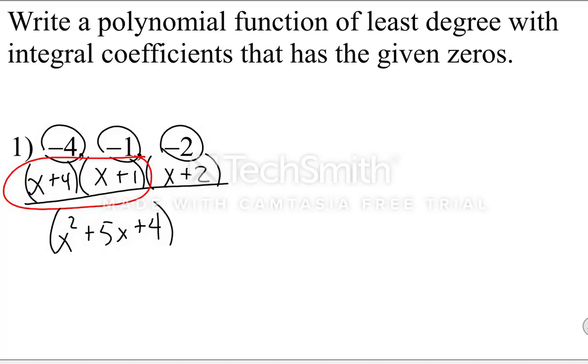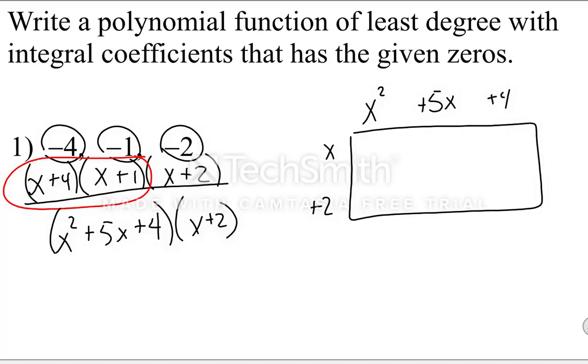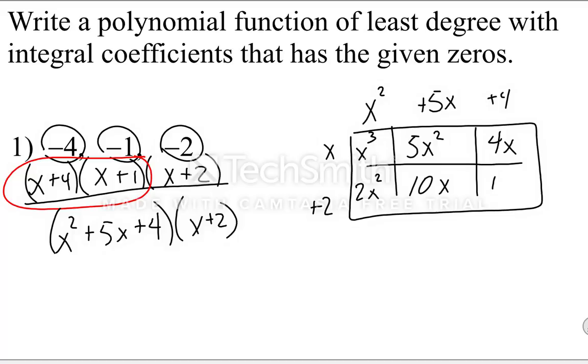Then I'm going to take that trinomial multiplied by this binomial, and I'm going to do a box for that one. So x squared plus 5x plus 4, and then x plus 2. And then there's my 2x3 box, or 3x2 box, however you want to say it. So this is x to the third, this is 5x squared, and this is 4x. This is 2x squared. We get 10x and 8.